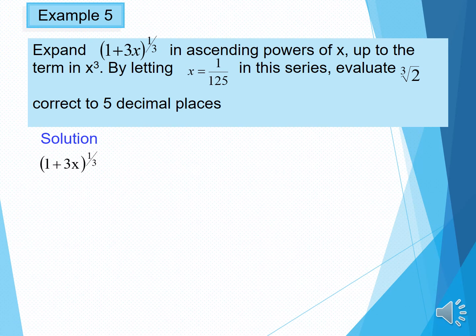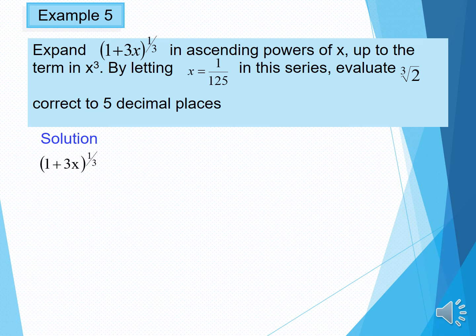Example 5. Expand (1 + 3x)^(1/3) in ascending powers of x up to the term in x^3. By letting x equals 1/125 in this series, evaluate the cube root of 2 correct to 5 decimal places.